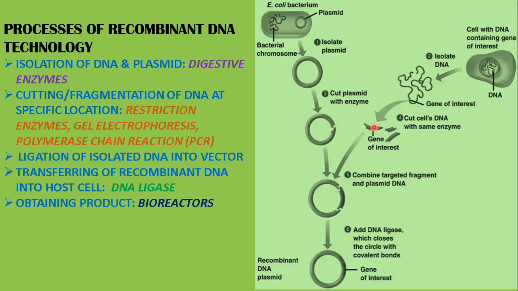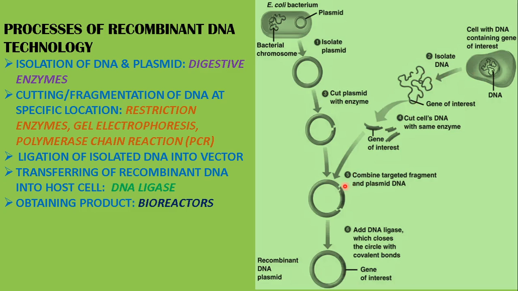So what will be done? The gene will now be placed within the plasmid here. Combine target fragment and plasmid DNA. So what is done here? Upon the plasmid, this gene is placed here. The rest of the portion of DNA is discarded. We do not want it. We want only a fragment of the DNA, that is the gene of our interest.